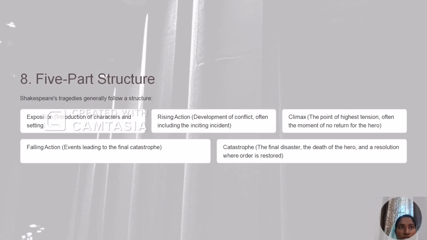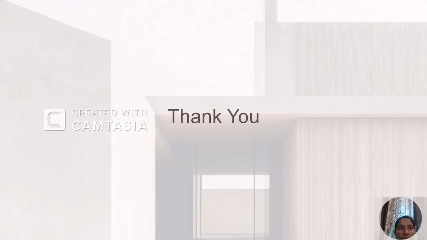The five-part structure of a tragedy. Shakespeare's tragedies generally follow a five-part dramatic structure. First one is exposition, that is introduction of characters and background, and rising action is the development of conflict and complications. And the third part is climax, in which the point of highest tension and irreversible decision takes place.